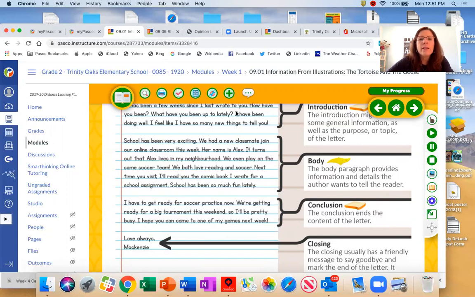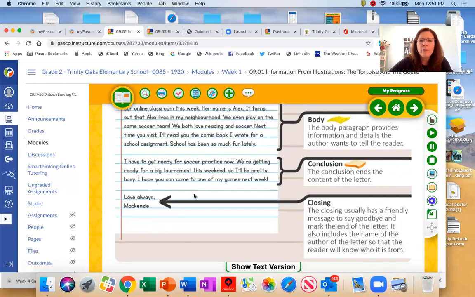All right, now this letter right here is just an example of a friendly letter. Your letter is not to be the same topic as this. I'll explain that in a moment. Then you have the closing. Love always. You could say your friend, or just plain love, and then your name.